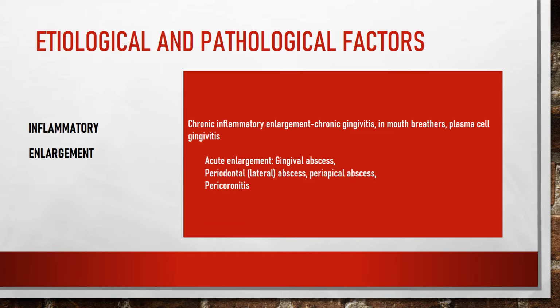The first and most important is inflammatory gingival enlargement. As we all know, the main etiology behind this is inflammation. It can be chronic or acute. Under chronic inflammatory enlargement, you can see chronic gingivitis, gingivitis in mouth breathers, or plasma cell gingivitis. Acute gingival enlargement can be seen in gingival abscess, periodontal abscess, lateral abscess, periapical abscess or pericoronitis.